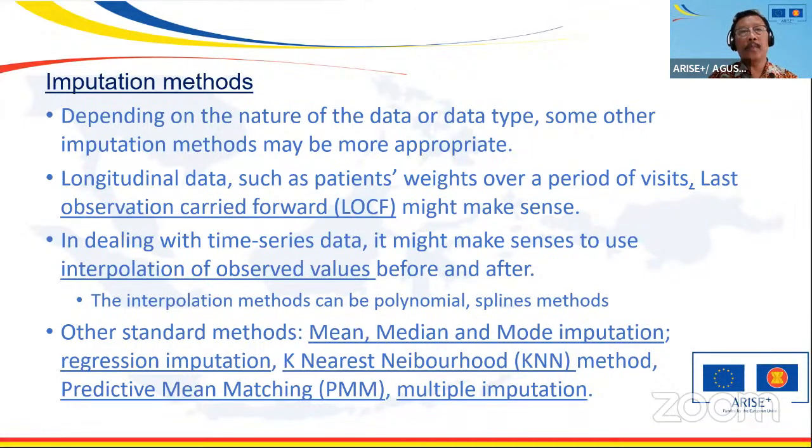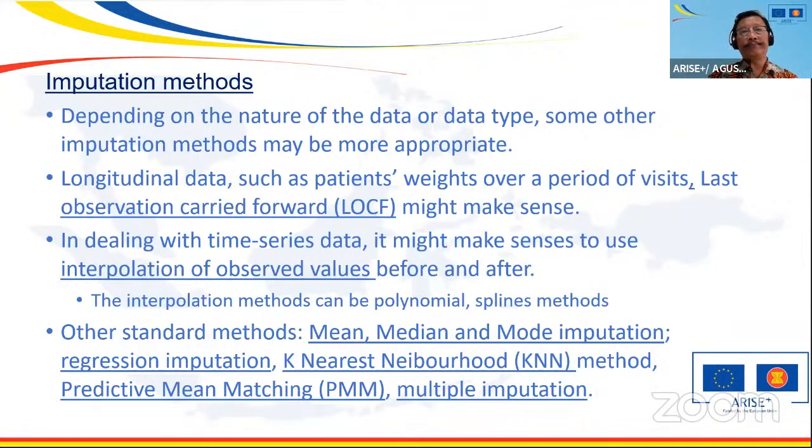Last observation carried forward. So meaning that if we don't have the figures for this year, we can use last year's figures, or if the last observation is 2 years ago, you can use 2 years ago. So the last observation carried forward. This normally still makes sense if the survey of the data is the type of longitudinal.